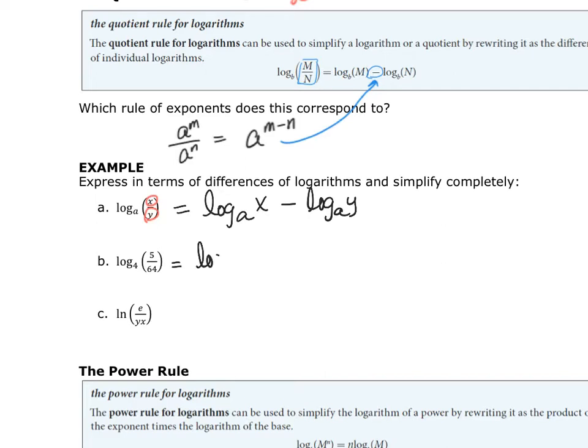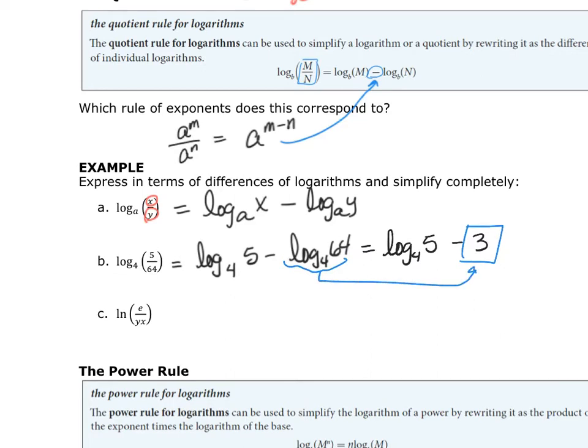Similarly, I have the log base 4 of 5 minus the log base 4 of 64. But from our previous examples, we know that this is going to be equal to the log base 4 of 5 minus 3. Now, this minus 3 is going to be important when we start bringing these back in. I can bring in a number, any number, into the log expression by knowing that the log base 4 of 64 is equal to 3. So if I'm given 3, then I can replace it with a log base 4 of 64 if my base is 4.